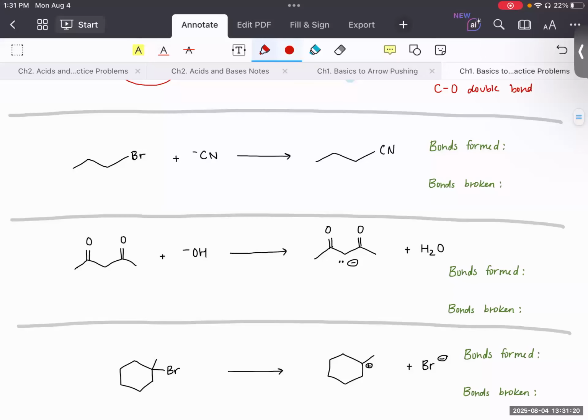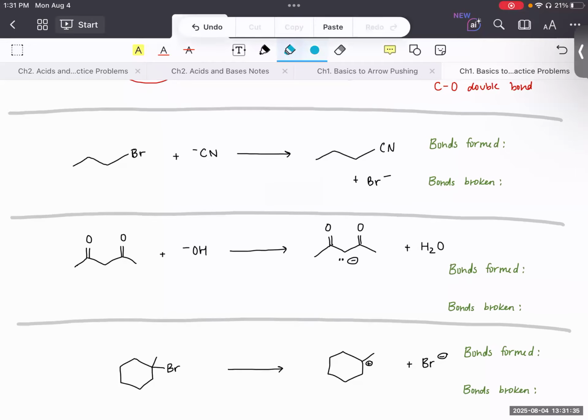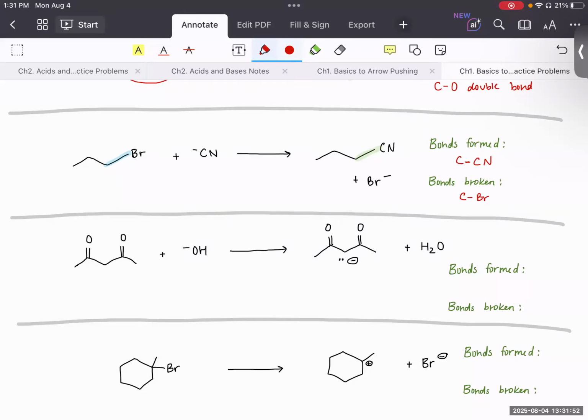For this next one, similarly to the other one, we initially started off with 2 products and ended up with 2 products where the bromine and the CN group swapped. And so the bond that was broken is this carbon-bromine bond. And the new bond that's formed is this carbon bond to the CN group. And then we can also fill in those lone pairs. So we know that bromine has 3. And then in the products, it would have 4 here because it has that negative charge.